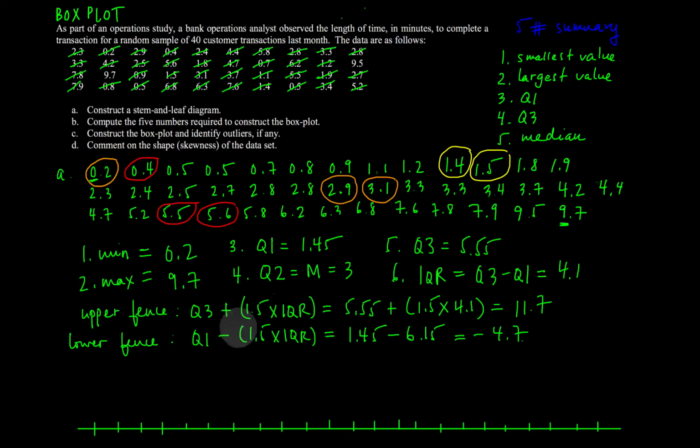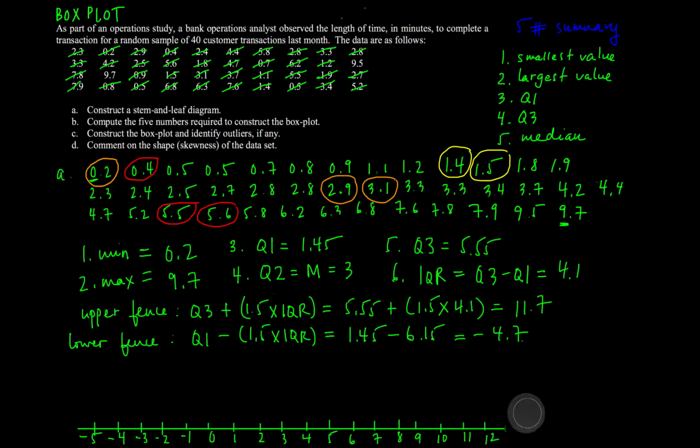Because we have our upper and lower fence, we can easily determine the unit scale that we want to use for a box plot, right? So over here, we're going to go as low as -5, since our lower fence is at -4.7. And up here, we're going to go as high as possibly 12, 13. So let's go ahead and fill these up. Wonderful. Okay, so we went a little bit overboard. That's fine.